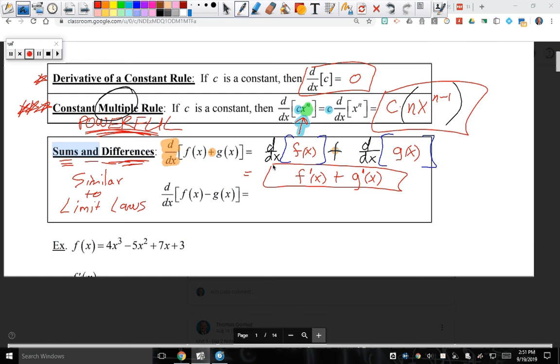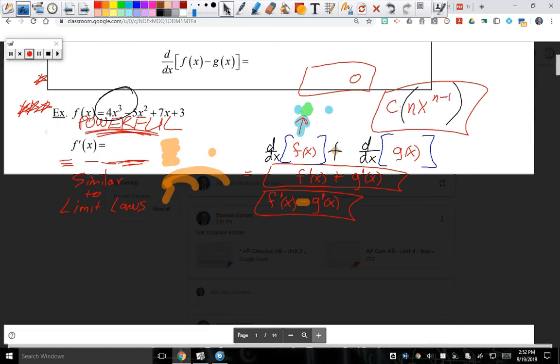And then this one over here, it will end up becoming f prime of x minus g prime of x. Basically, it feels like you're distributing again, but you're not. You're applying. So you're taking the derivative of two different functions. So the derivative of f, the derivative of g, and then just subtract them. F prime of x minus g prime of x. Okay? All right. So now let's start putting just these small bits of new rules together and solve derivatives of these functions.